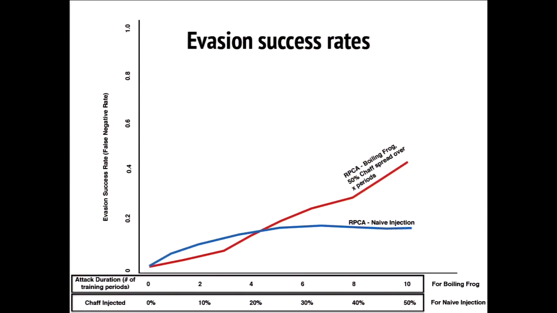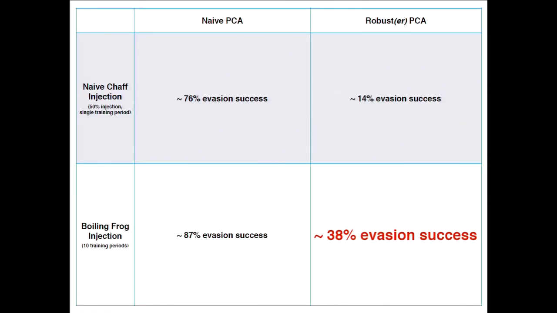Таким образом, использование атаки кипящей лягушки — это самый лучший путь избежания детектирования. Диагональная линия через этот график — это рандомный детектор, случайный детектор, наверняка вы знаете. Вы видите, что для Robust PCA со временем с атакой кипящей лягушки успех растет очень быстрыми темпами. Мы достигаем 40% расширения границы. А для Naive PCA, для Naive Injection, не кипящей лягушки, мы достигаем примерно уже 20% по этой технологии.